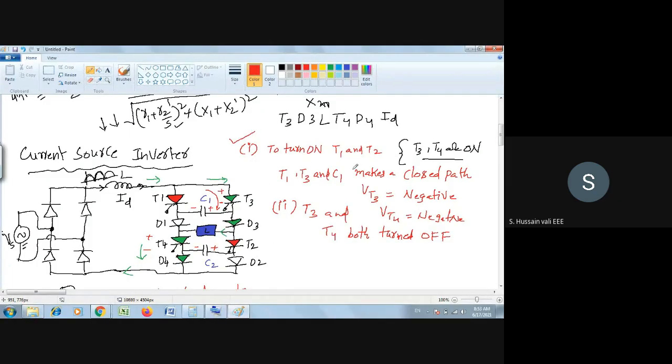So what is the first step? You turn on T1, T2. That's the first step. But before that, what is the status? The status is T3, D3, L, T4, D4, ID. This is the closed path it is making. The green color path which I have shown is the path in which the current is actually flowing.